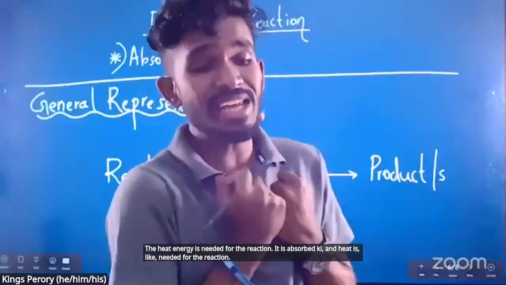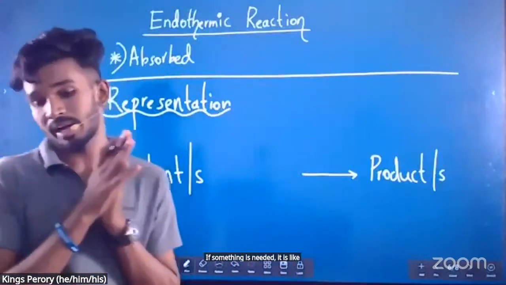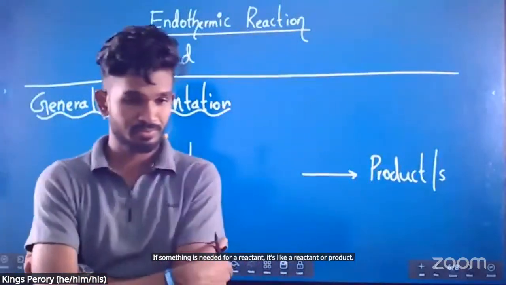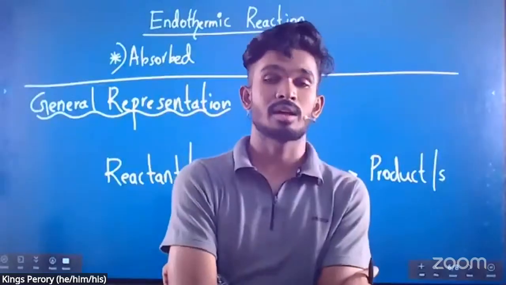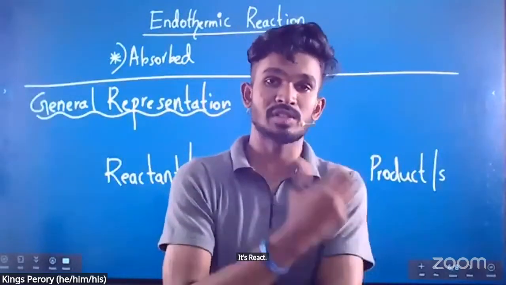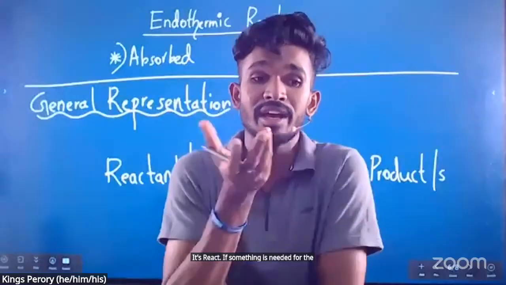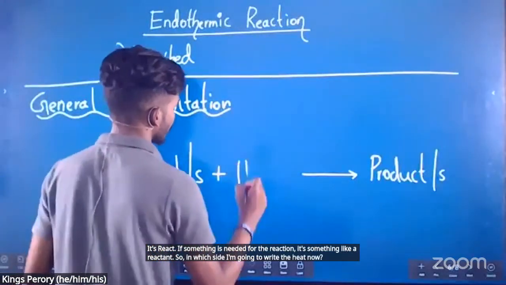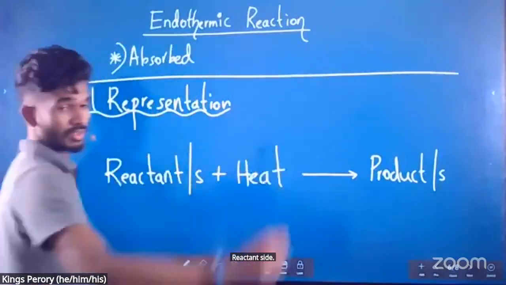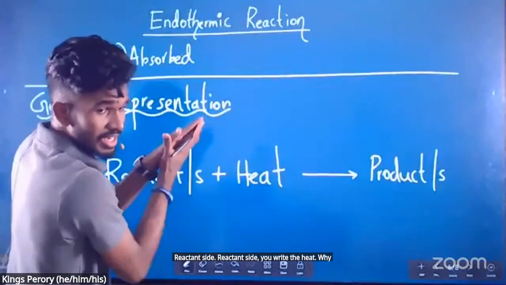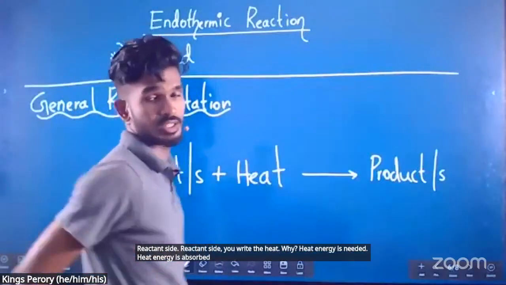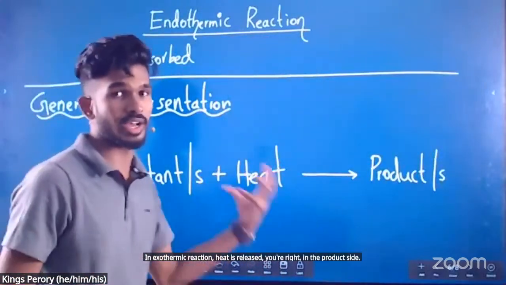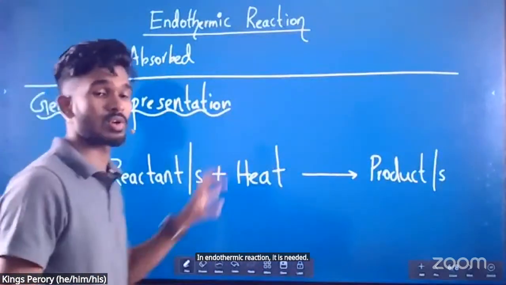If something is needed for a reaction, it's like a reactant or product. It's reactant. So on which side am I going to write the heat now? Reactant side. Why? Heat energy is needed. Heat energy is absorbed for the reaction to proceed. In exothermic reaction, heat is released, you write it in the product side. In endothermic reaction, heat is needed, heat is absorbed, you write it in the reactant side.